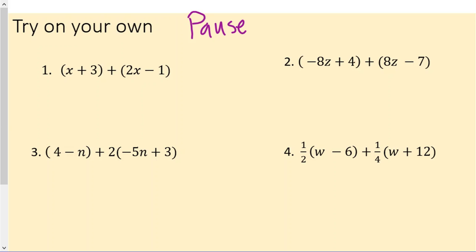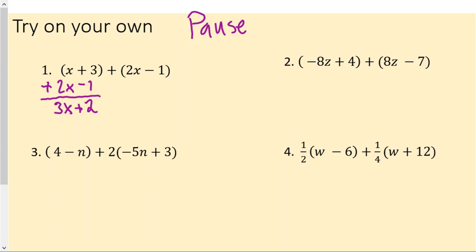Alright, for number 1, I'm going to use the stacking method. So I'm going to have x plus 3 plus 2x minus 1. So positive x plus 2x would give me 3x, and positive 3 minus 1 would give me plus 2. Then we have no more parentheses and no more like terms, so that one is simplified.